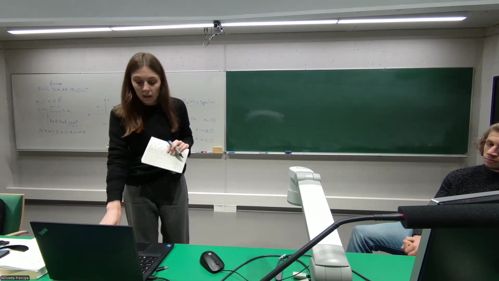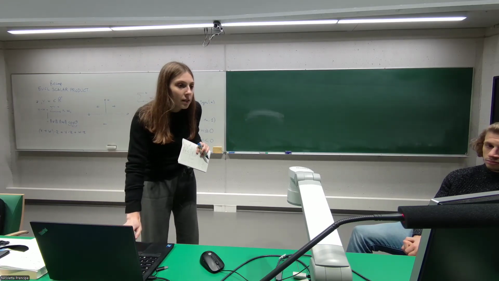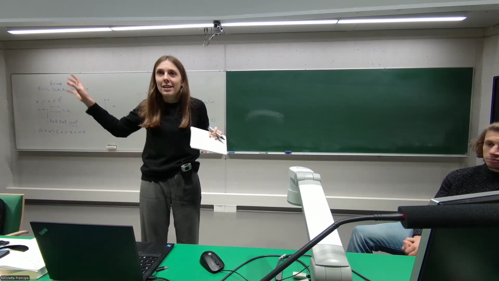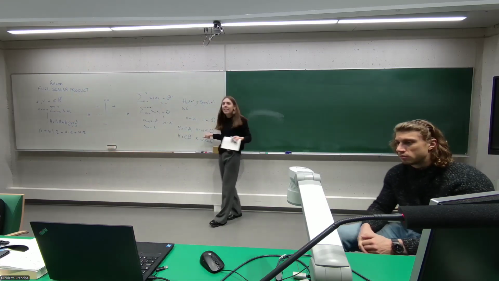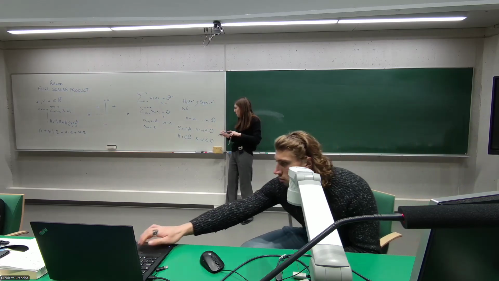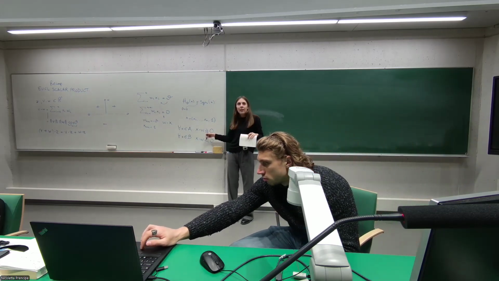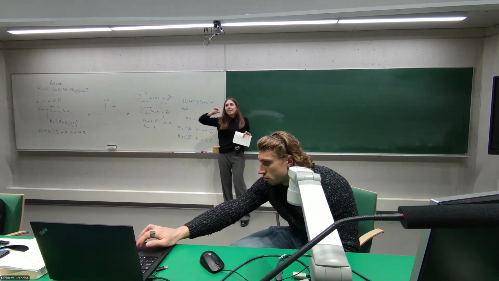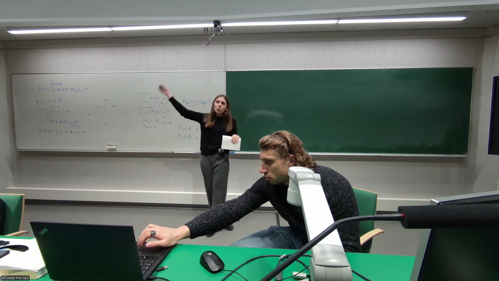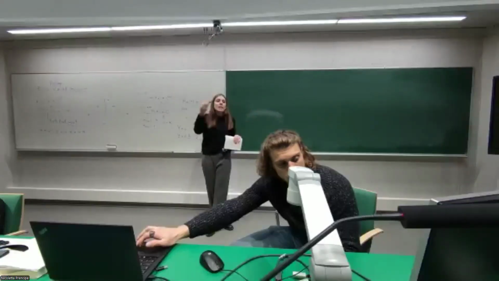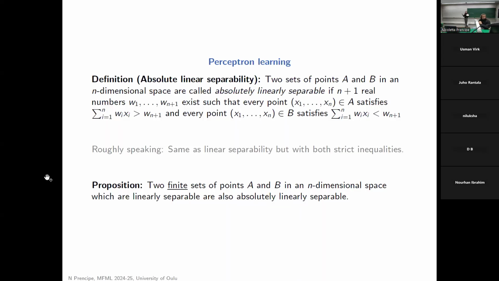We also defined this other thing, absolute linear separability. Essentially it's the same thing, but with strictly greater here. When you have absolute linear separability, the hyperplane doesn't touch any point of A and B. Before, a point of A could belong to the hyperplane, but in this case we have strict inequality for both of them. So why are we defining this?